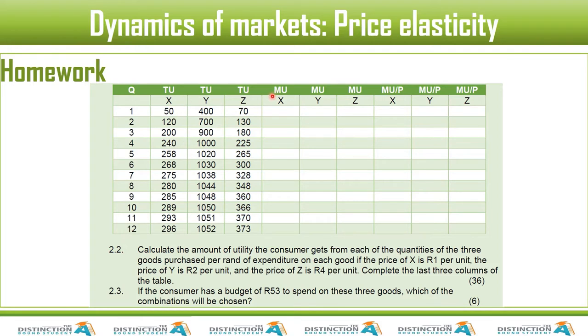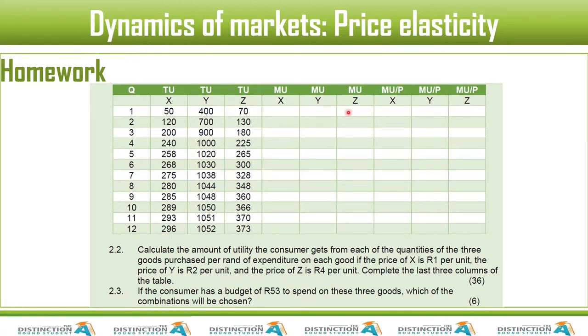So let's have a look. What is the marginal utility for the first unit for good X? It will be 50 minus 0, so this here will be 50. And for Y, it will be 400 minus 0. That will be 400. Then here, it will be 70 minus 0. That will be 70.